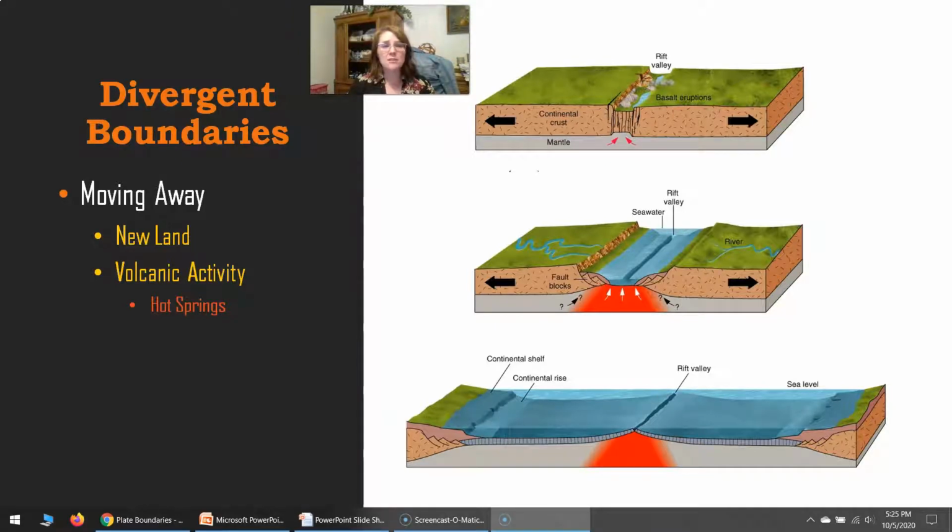So we kind of talked about how in our area, the basin and range, we have a divergent area of our plate. It's not a plate boundary.